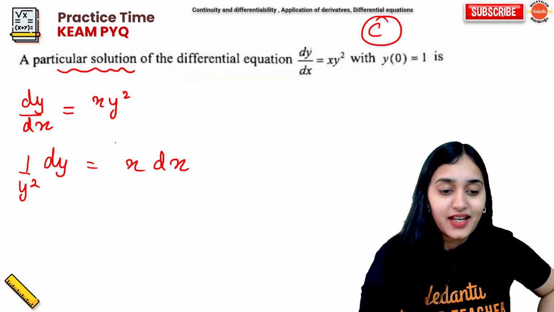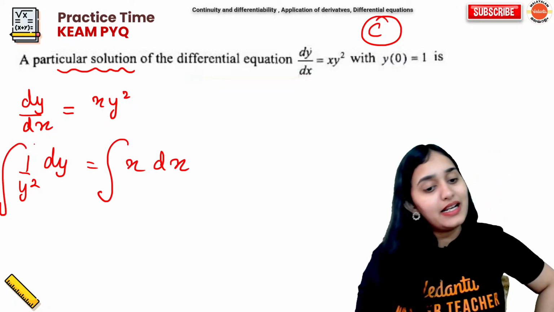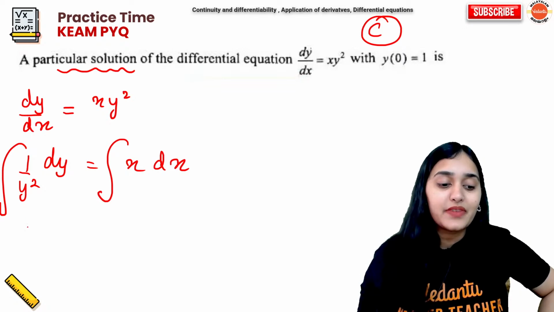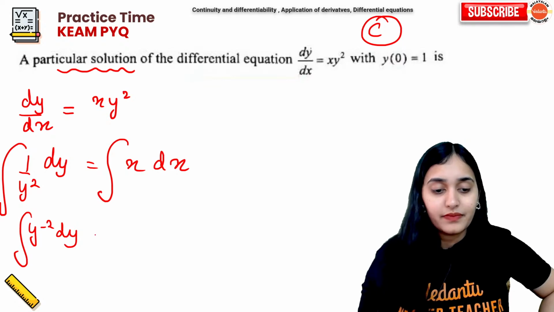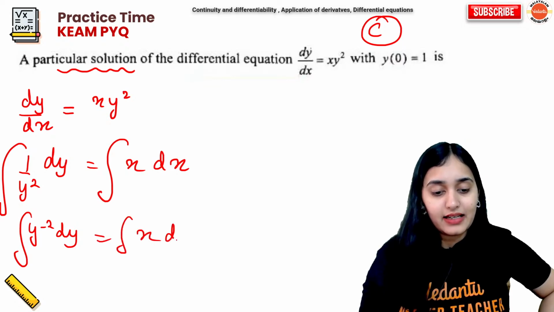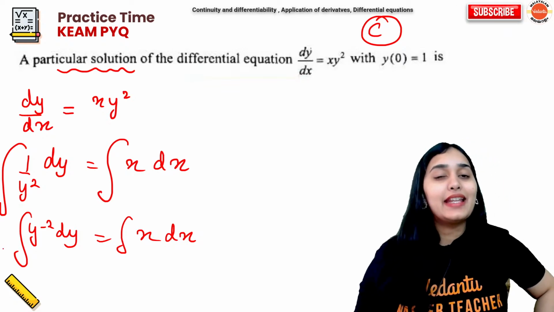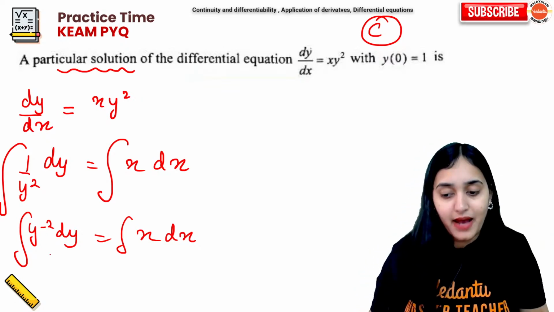Variable separation. Separate the variable, integrate. What is the integration of 1 by y square? It is y to the power minus 2 integration, and x integration. Whenever you have a polynomial function, integration is power plus 1 divided by the new power.